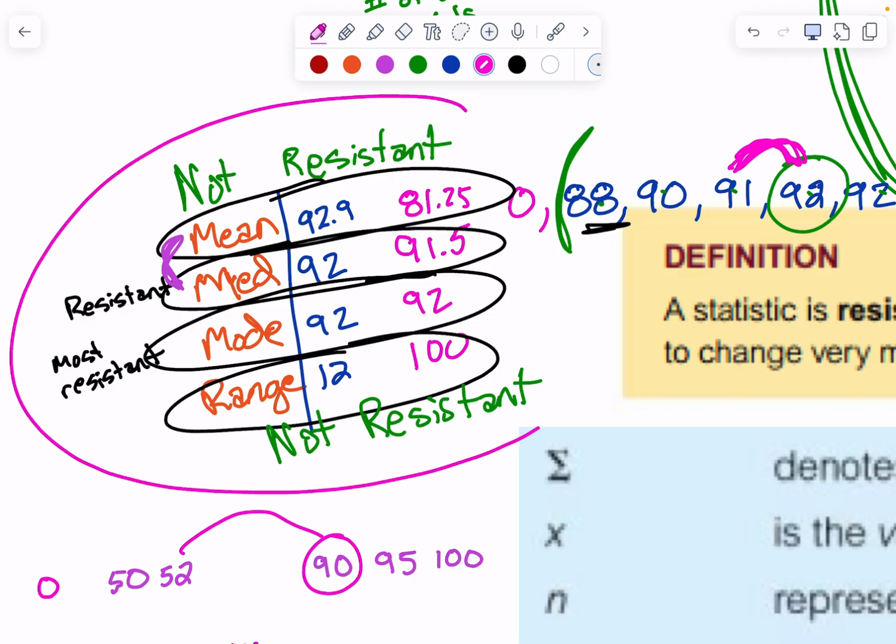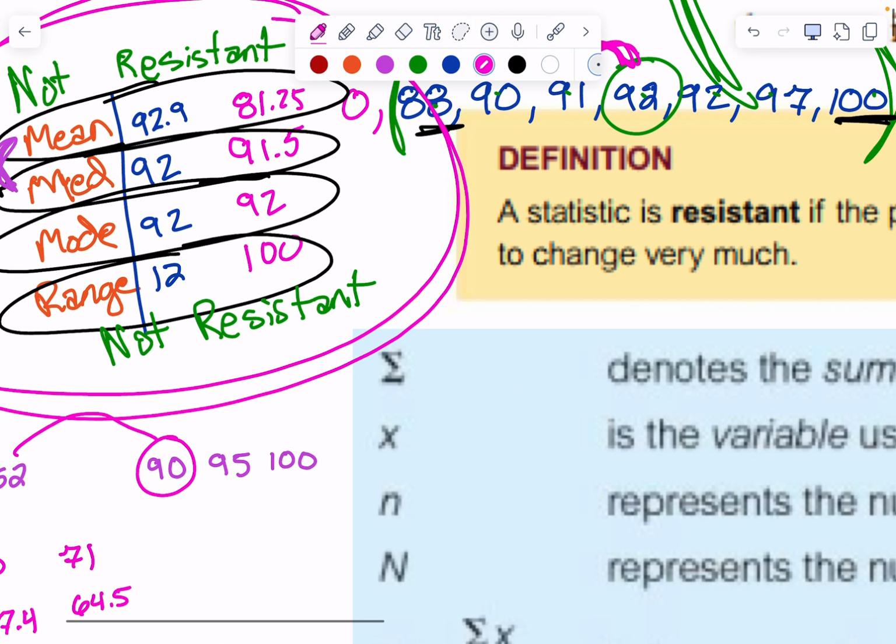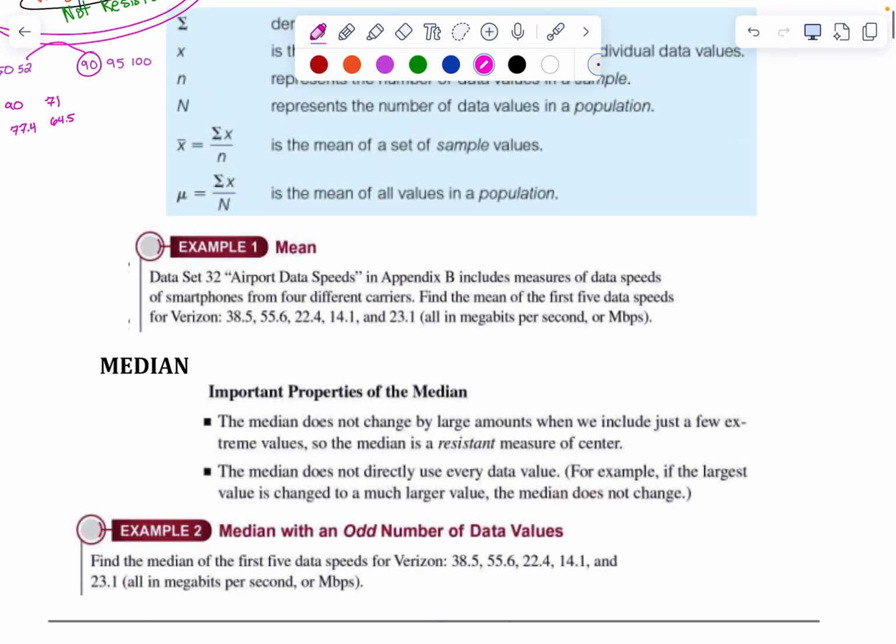Otherwise, every single other time, this is what will happen. Range changes most, mode changes least, right? That's how it works. So we talk about resistant versus not resistant. Good? All right, let's talk mean.